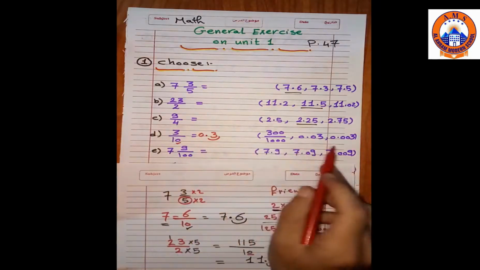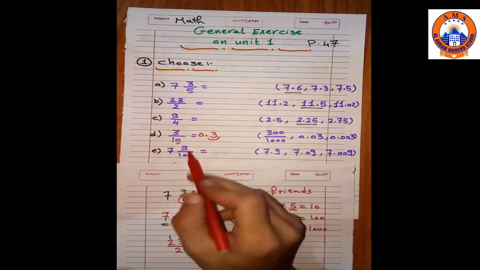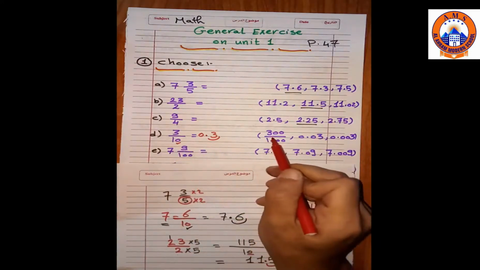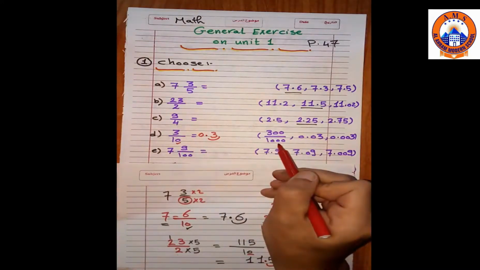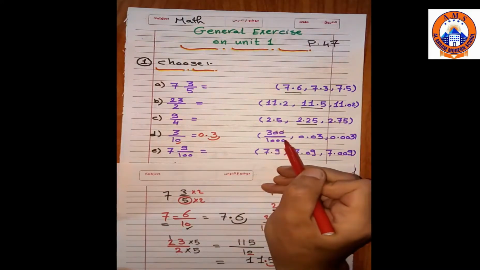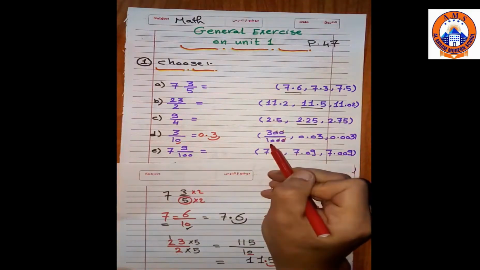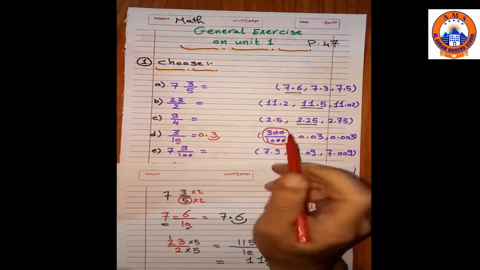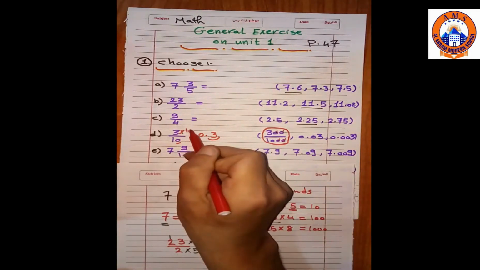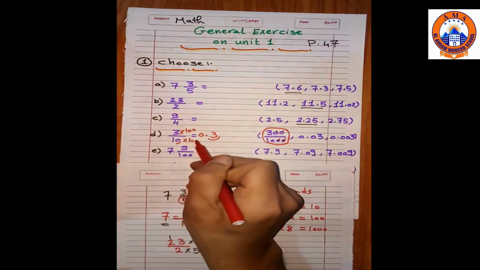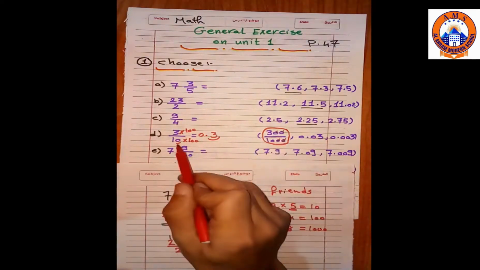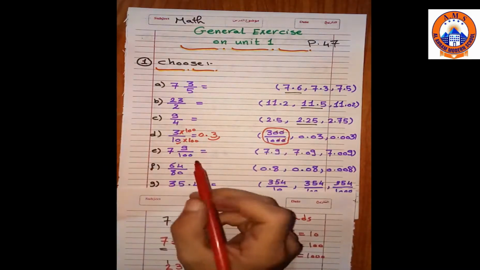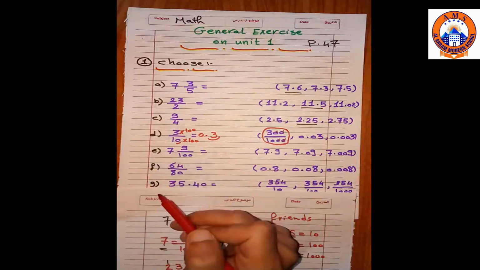I didn't find 0.3 in the answer, so I will search for another value equal to 3 over 10. And 3 over 10 can be 300 over 1000 because we can cancel these 2 zeros with these 2 zeros, so it becomes 3 over 10. So our answer is 300 over 1000. Or by multiplying here by 100 and down by the same number 100, 3 by 100 is 300, and 10 by 100 is 1000.